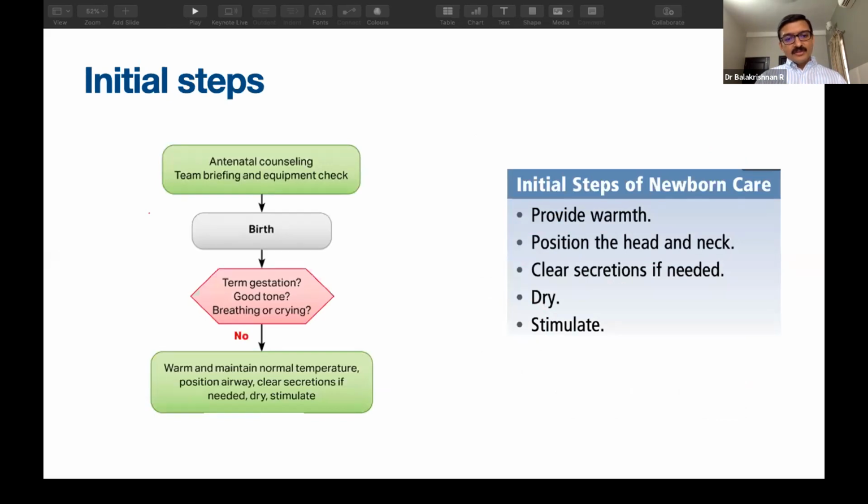So what if the baby is not crying? If the answer to any of these questions, like term gestation, good tone, or breathing or crying, is no, if the baby is not crying, what should we do? We should perform initial steps, wherein we provide warmth, position the head and the neck, clear the secretions, dry the baby, and stimulate the baby. Let's see how we go about it.